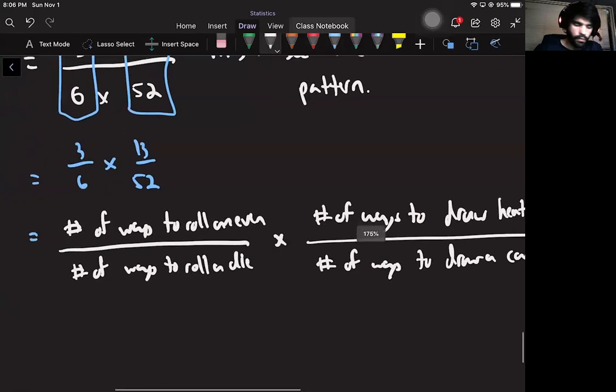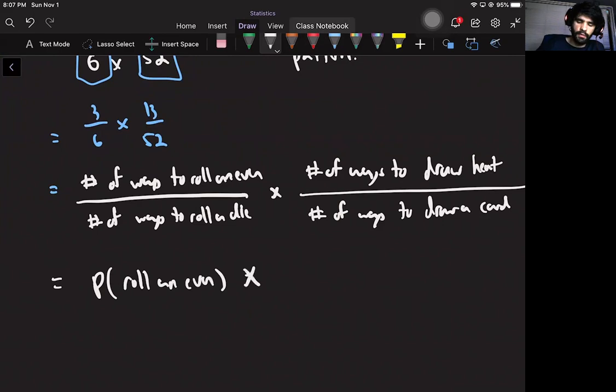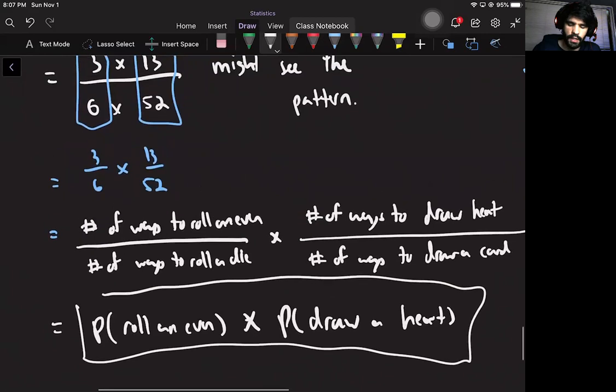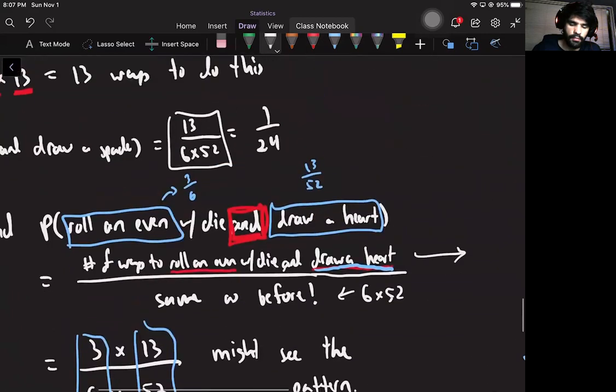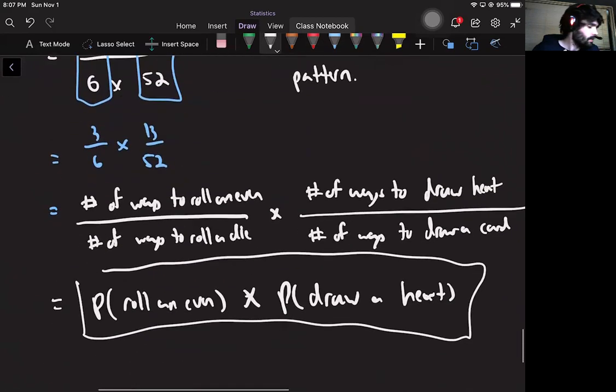And what are these 2 things? These are just probabilities. This is really the probability of rolling an even times the probability of drawing a heart. So this is the pattern we're trying to establish, that if I want to know the probability of 2 things happening, and the key is that they're independent, then I can just multiply the 2 probabilities together. Okay, so that's the big picture idea.